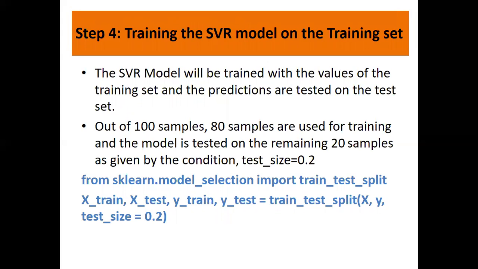Training the SVR model on the training set. In building any machine learning model, we always need to split the data into our training set and the test set. The SVR model will be trained with the values of the training set and the predictions are tested on the test set. Suppose you have 100 samples of the data, then 80 samples will be used for training the model and 20% of the samples will be used for testing the model, to check whether the model is properly trained or not. So again, you can see here the test size is 0.2, that means 20% of the data.